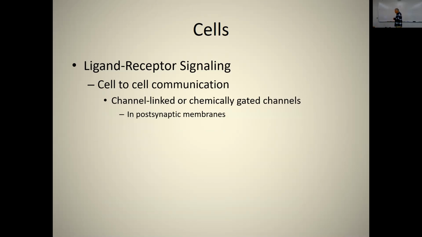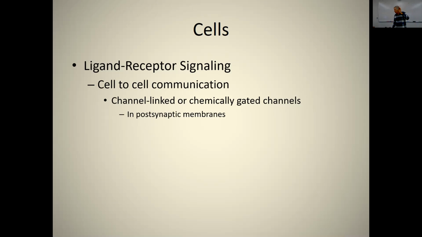Channel linked or chemically gated channels. So here's a thing. A gated channel has a door on it that is closed. This ion or molecule can't cross if it's closed. It's gated. And there are certain things that open gates. And we'll talk a lot more about this in the nervous system. We'll talk about chemically gated, where things bind to a receptor associated with the channel that opens the channel and allows this substance to cross.